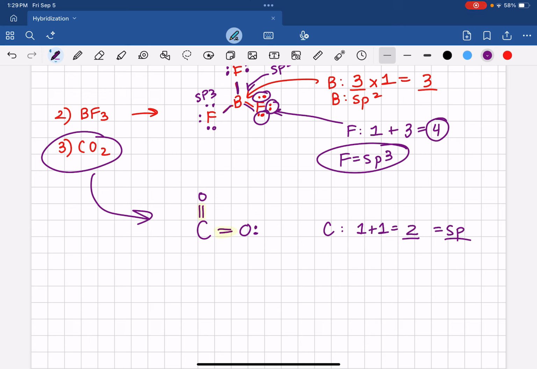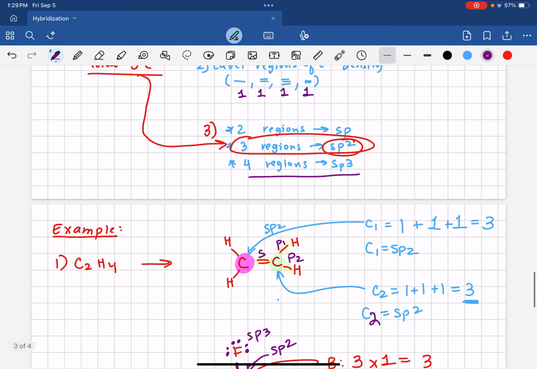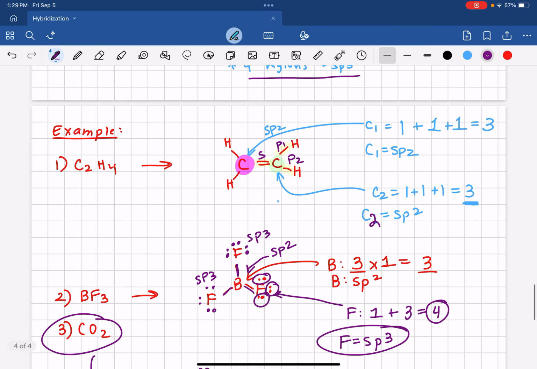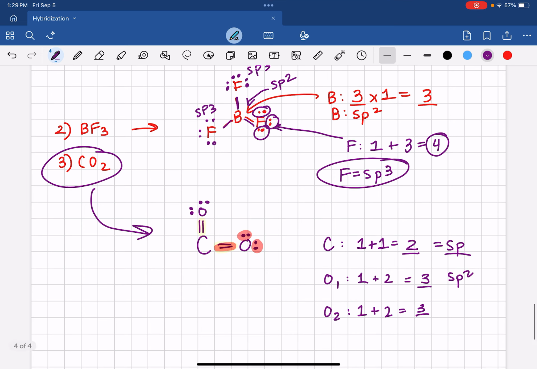Let's take this oxygen and fill in its electrons. Oxygen 1, which is identical to oxygen 2, but we could still write out both. This oxygen is bonded with only 1 double bond, so that counts as 1. It has 2 lone pairs, so 1, 2, so it has 2 plus 1 gives me 3 regions of density. And again, we said if there are 3 regions, it gives me a configuration of sp2. Let's go ahead and label that sp2, sp2.